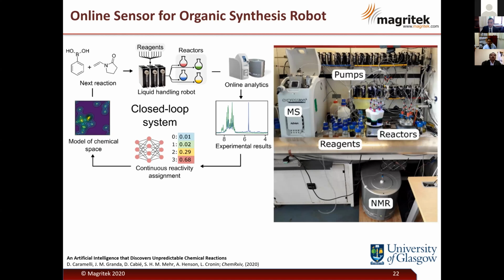A liquid handling robot performed the experiment or the reaction, mixing different reagents and solvents. Then the reaction mixture is analyzed using online analytical technology, both mass spec and NMR spectrometry. This data can then be processed using artificial intelligence to extract information about the reactivity, and it is used to create a model of the chemical space to suggest the next experiment parameters for the robot to perform.